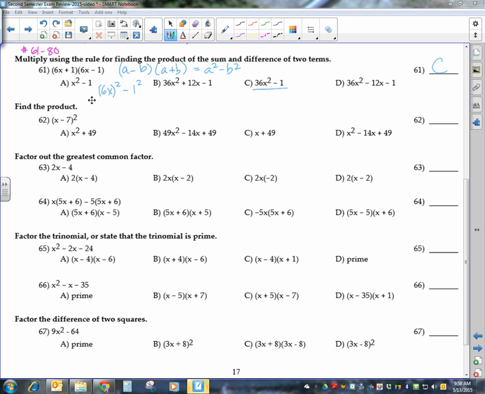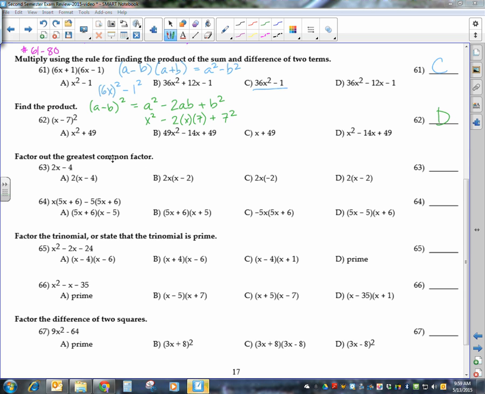Find the product. This is the other pattern that we've talked about, and that would be A minus B quantity squared, which is square the first term, keep the sign, multiply the terms together times 2, and then square the last term. So this is going to be x squared minus 2 times x times 7 plus 7 squared. So that's x squared minus 14x plus 49. So your answer is D. Again, those might be two things that you want to write on your note card, make things easier.